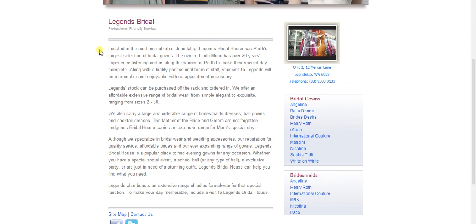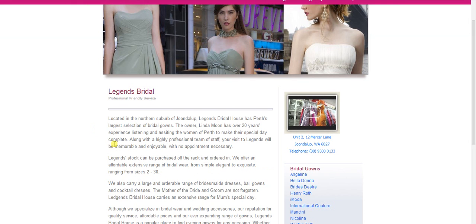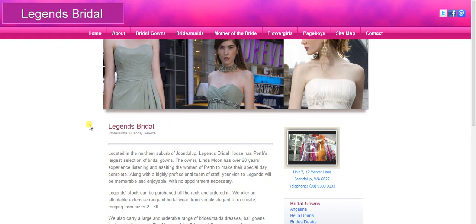Legends Bridal has these big blocks of text. I mean, it's not a lot of text, but if someone was to come here and just wants to find out some information about some dresses or anything like that, it's a little bit of work for them. They're probably going to go to a site where it's easier for them to get the information they need.